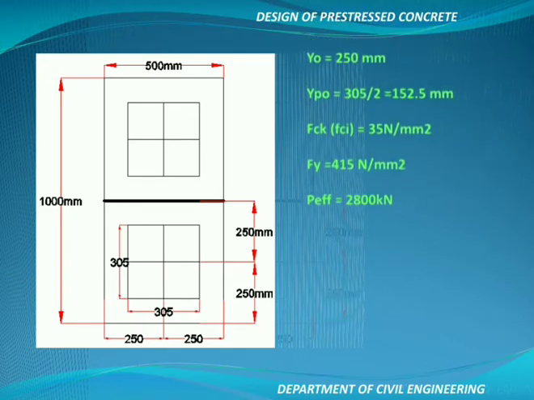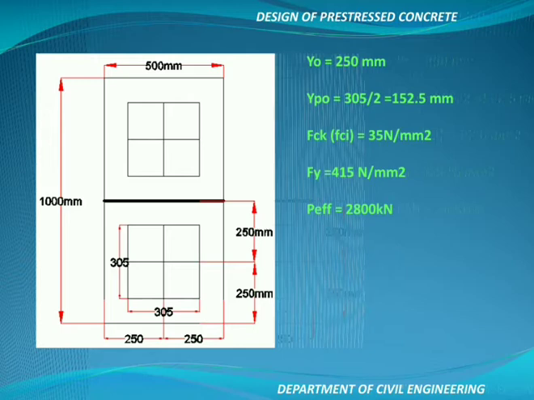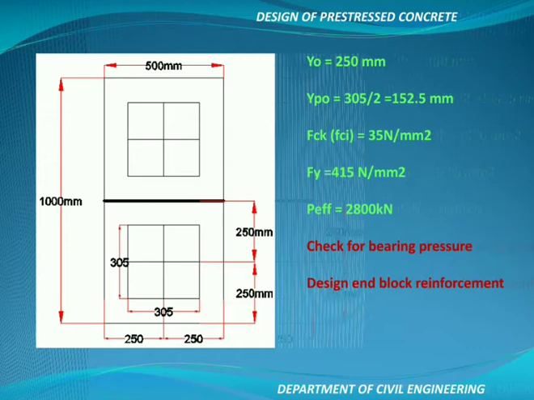So here let's note down the values of y0 and yp0. Now yp0 is 305 by 2, which is half of the size of the plate. The entire plate dimension becomes 2yp0, which I have mentioned in the previous example. Here also if you want you can mark it, or even if you don't mark it is fine. Next, the fck and fy values are given and the effective pre-stressing force is mentioned. We have to check for bearing pressure and design the end block reinforcement.